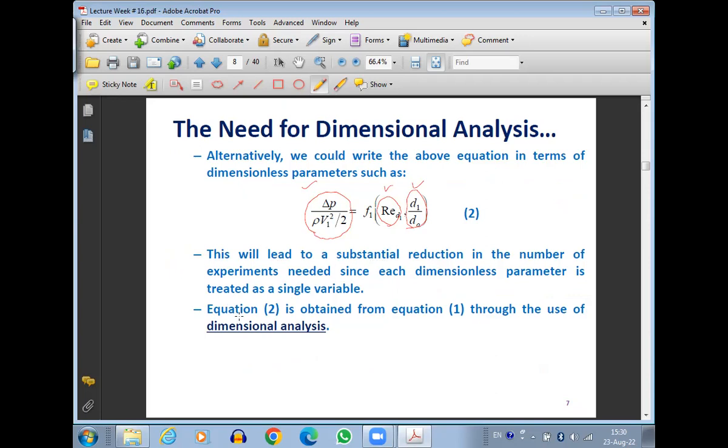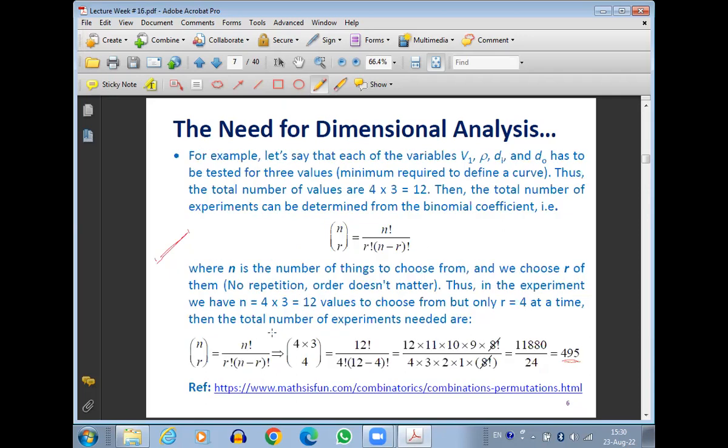In order to get the dimensionless parameters, we do the dimensional analysis. That's basically the significance of dimensional analysis. So what is the significance? The significance of dimensional analysis is that it can reduce the number of experiments needed, thus reducing the overall cost of experimentation and the time required. So this is the answer. Obviously, this could be asked as a short question.